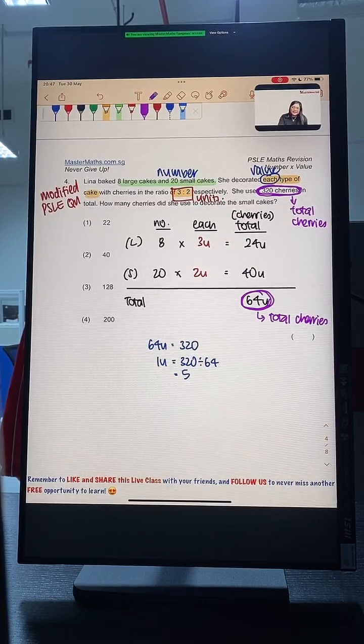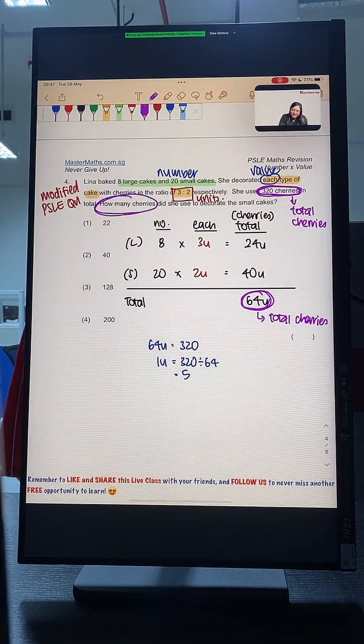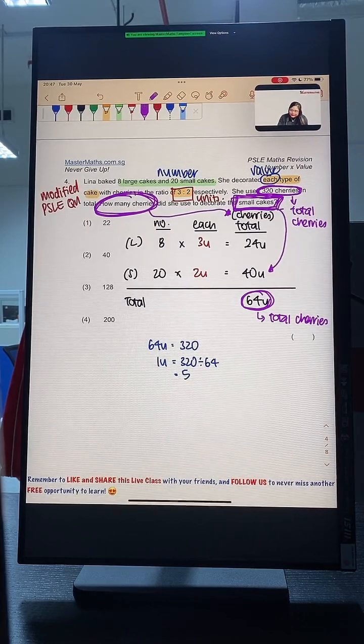Now the next step, we want to find out how many cherries she used to bake the small cupcake. This time around, it's very important to read what the question wants. We want how many cherries, so look for the cherries column. And we want the small cakes. So this is our question mark. Did we manage to get the correct question mark? Yeah, 40 units, that's right.